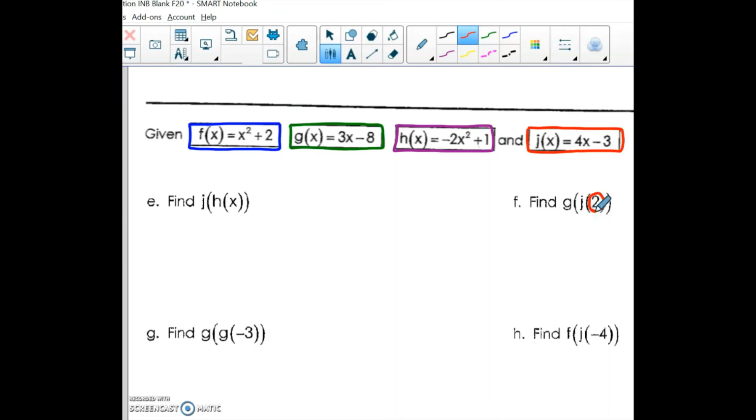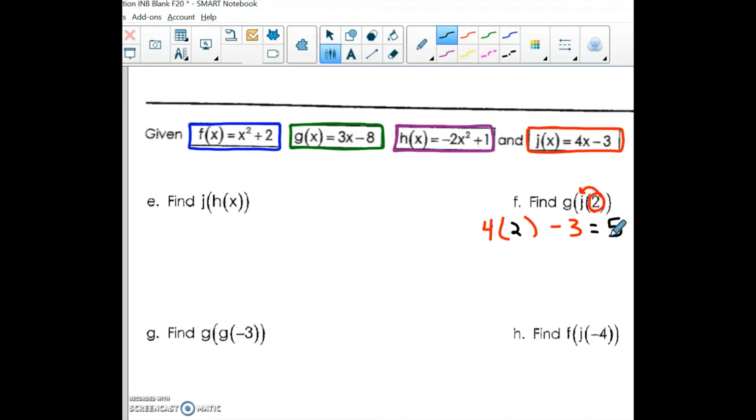And so remember that this is all substitution, okay? So we're going to take this 2, and we're going to substitute it into j, and then substitute that value into g. So we're going to take the 2 and plug it into the j function. Notice j is red, so it's 4 times something minus 3. So that's your j function, which we're going to put a 2 into, and you're going to calculate that and get a number. So 4 times 2 is 8. 8 minus 3 is 5.